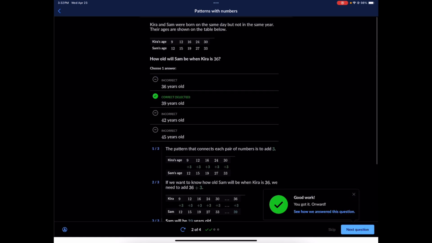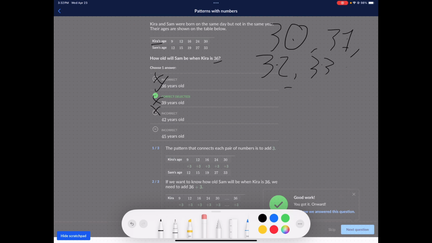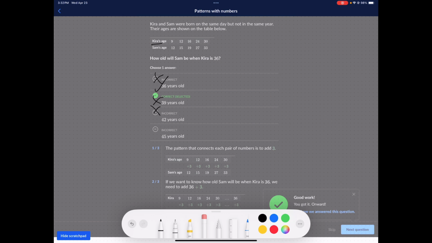Now let me go over a quicker way that we can approach this. We know that age is always going to be the same. If you are younger than someone, you can never be older than them. So what we can do is take Kira's highest age, look at these numbers, and understand that 3 is bigger than all of them.